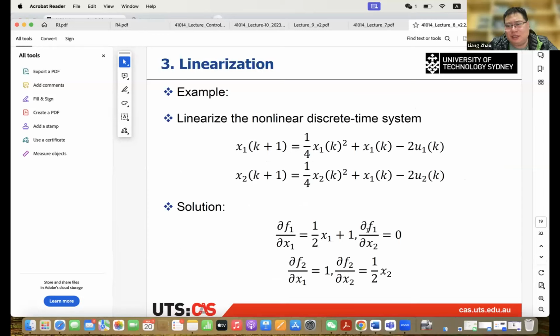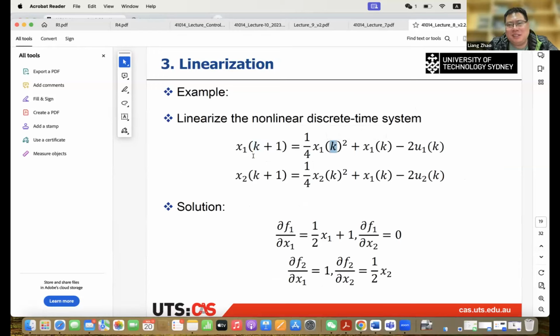How can I know if it's linear discrete or linear continuous after linearization? Yeah, that's a good point. If you remember, in this case, definitely it's linear discrete because it's x(k+1) and x(k), and there's no dot, right?